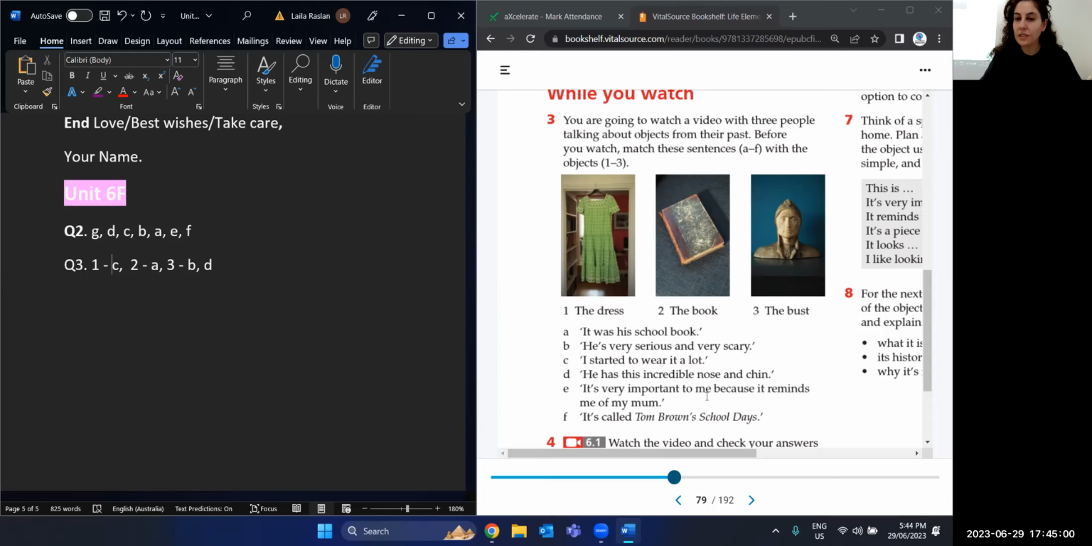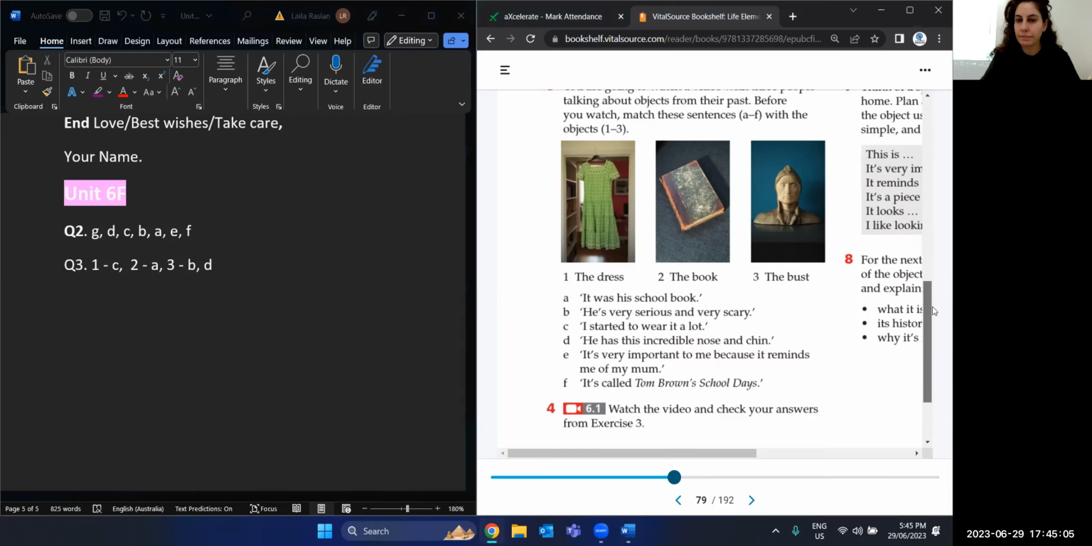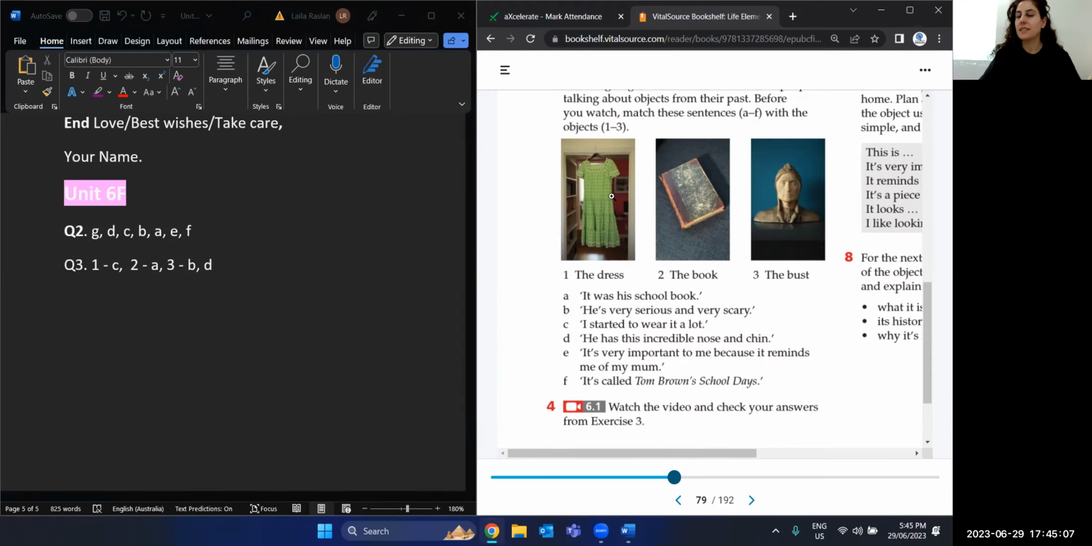It's very important to me because it reminds me of my mum. I think the dress. Yes, maybe the dress was somebody's mum's. Yeah. So 1E.